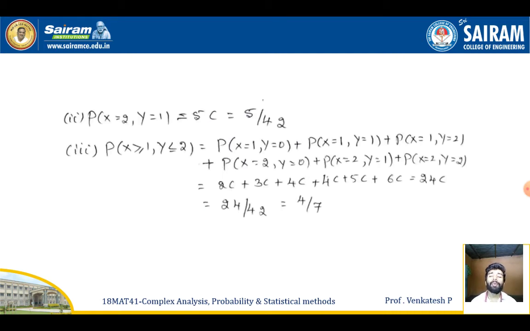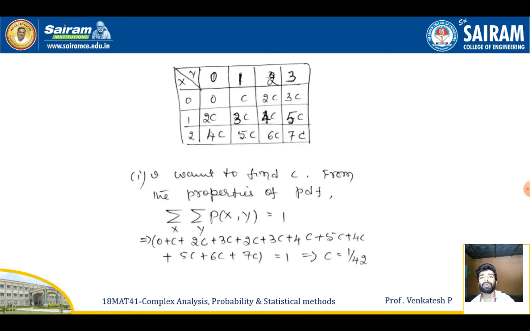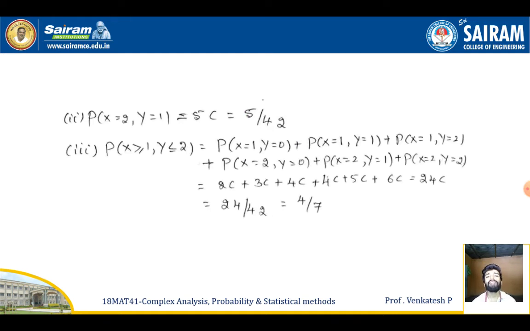So now I am going to estimate the value of P(X=2, Y=1). P(X=2, Y=1) means this value, that is 5c. X is equal to 2, Y is equal to 1, so 5c. So 5 into 1 by 42, it will be 5 by 42, I will get it.